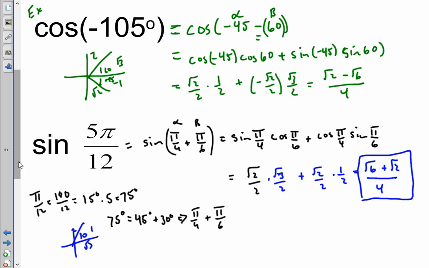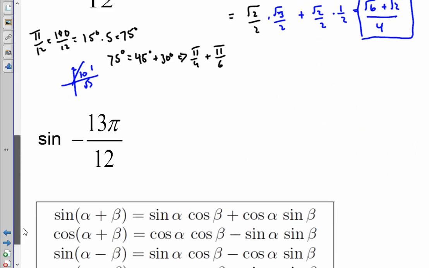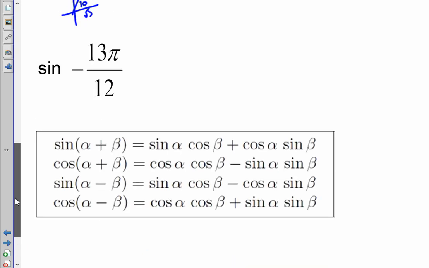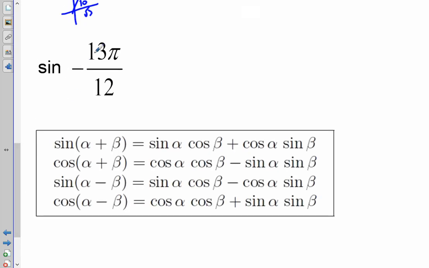Cool. If you want to try this one, okay, one more, just for good measure and practice. We have negative 13 pi over 12. Once again, you can pause this and try it out. See if you get the same answer as me.